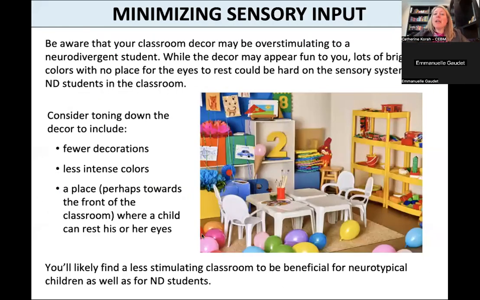In terms of the setup of your classroom, here is a picture of a class that has not kept neurodiversity in mind. It is focused on a neurotypical approach, where things are very cluttered, very bright, and there's way too much going on, which can be completely destabilizing to a neurodiverse person. Be aware that your classroom decor can be overstimulating to a neurodivergent student. While the decor may appear fun or appealing, with lots of bright colors and no place for the eyes to rest, this could be very hard on the sensory system of a neurodiverse student.